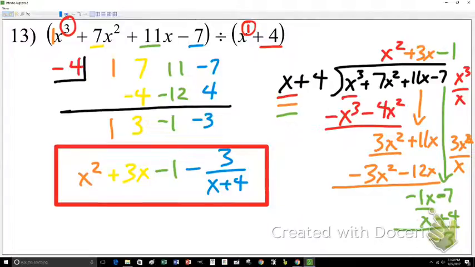And now we have our end result, okay? Our remainder is negative 3, so we have negative 3 over our divisor of x plus 4. I'm running out of room up there, but I put negative 3 all over our divisor of x plus 4. And there's our final answer, okay?